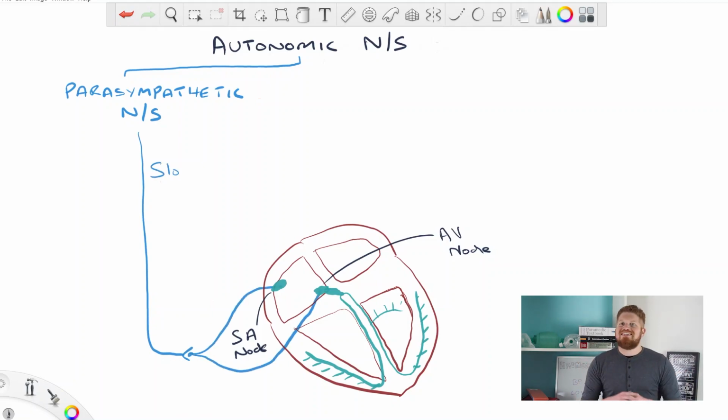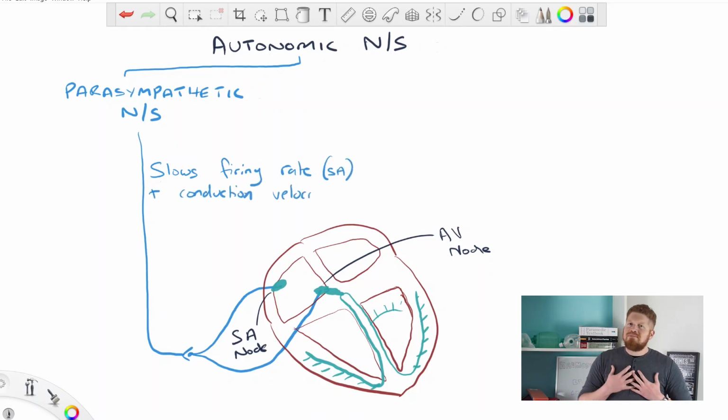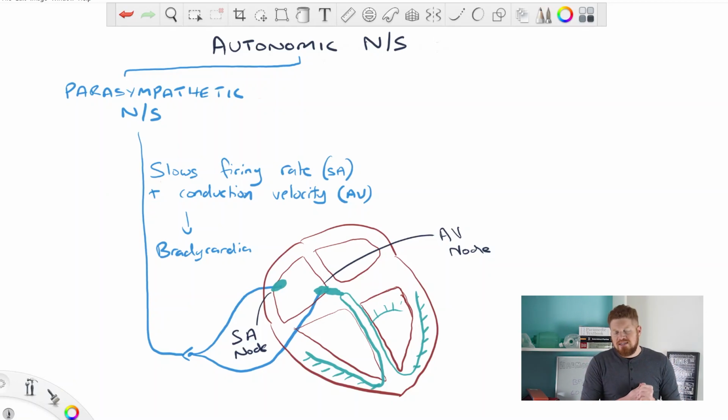And a little fun fact is that the inherent firing rate of the SA node is actually 100 beats per minute. So for us to maintain our normal resting heart rate of 60 to 80 beats per minute, which is normal for an adult, we have a constant parasympathetic tone on the heart and on the SA node. And that keeps it under control at that 60 to 80 beats per minute. Little fun fact.